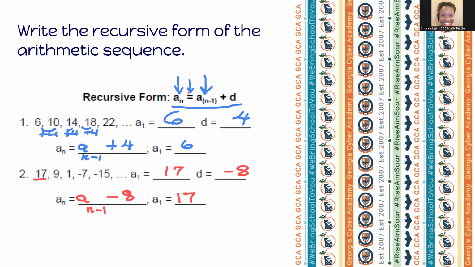So again, the a sub n equals a sub n minus 1 does not change. Remember, a sub n minus 1 represents the previous term. That's the notation. All of that means previous term. And then plus d. D is what changes. What's your common difference?